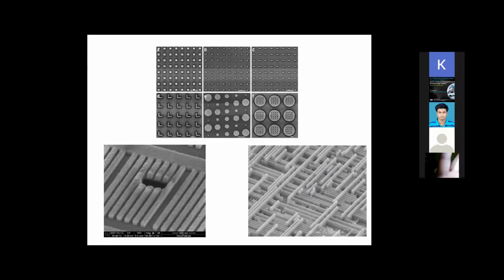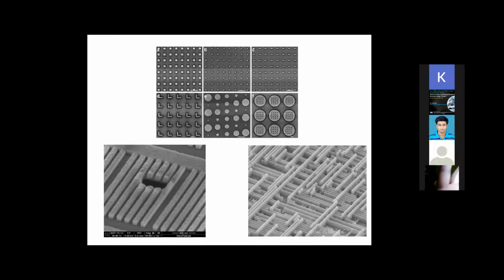So here are the various patterns that have been formed by electron beam lithography. You can see you have different shapes and different structures with dimensions at the nanometer or submicron level.